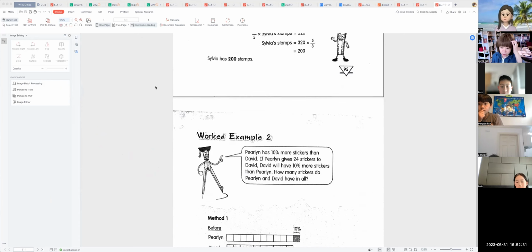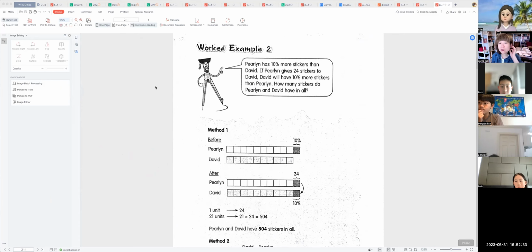Okay, so now let's take a look at number 2. I want to call Enzo. Can you read the question for me? Pearland has 10% more stickers than David. If Pearland gives 24 stickers to David, David will have 10% more stickers than Pearland. How many stickers do Pearland and David have in total?